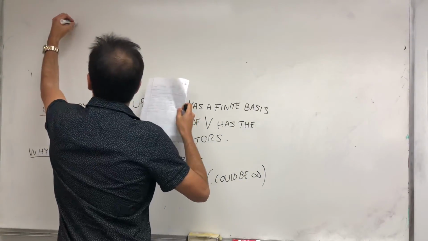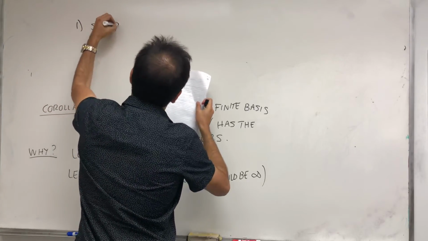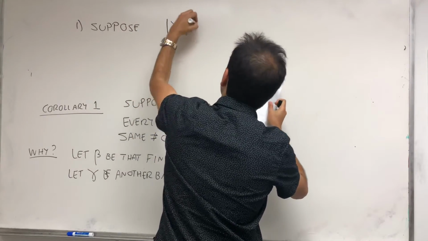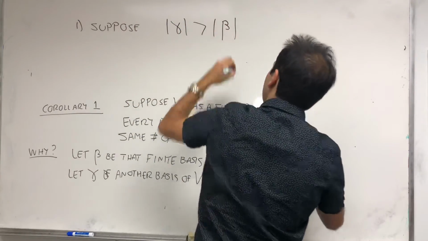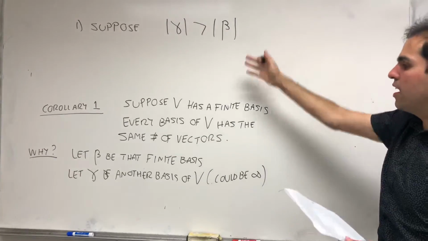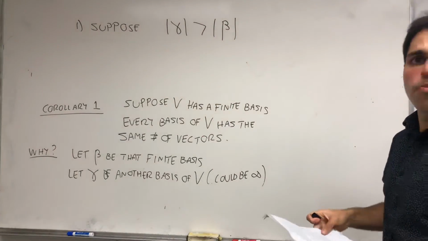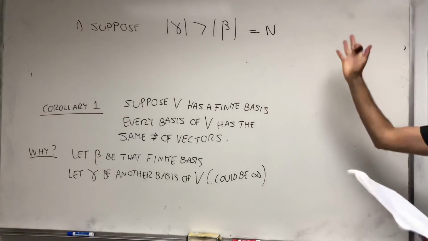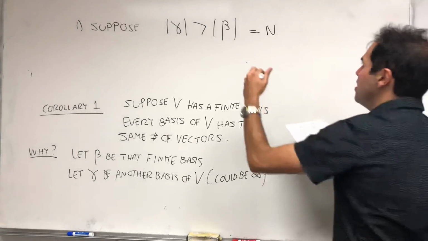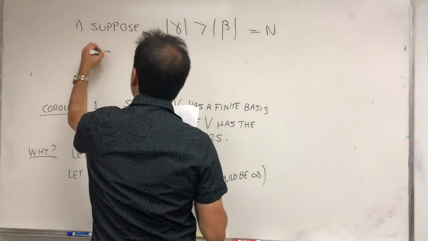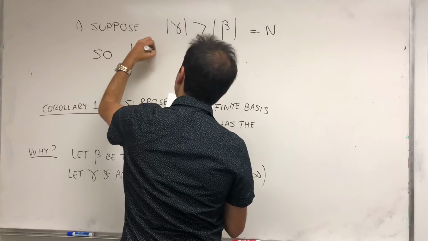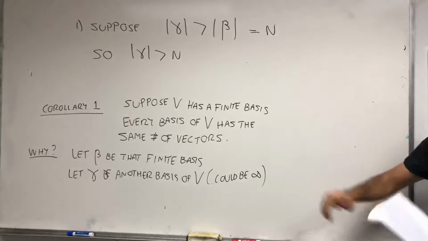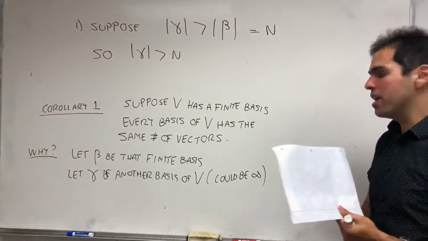First of all, suppose gamma is bigger than beta. And beta, well, it's finite. Let's call the number of elements in beta n, which will be the dimension of your vector space. So gamma is greater than n. And again, gamma could be infinite, but we'll see that's not a big problem.